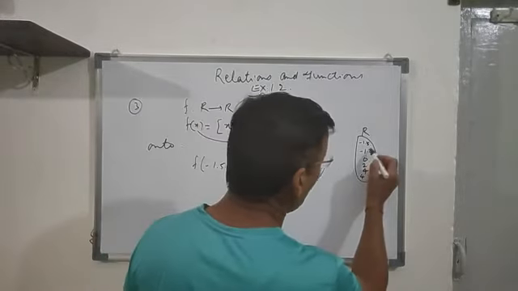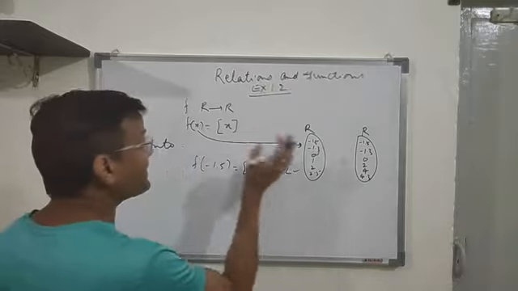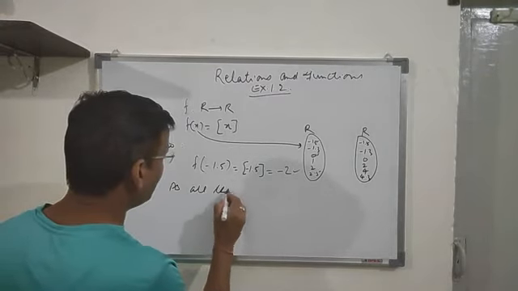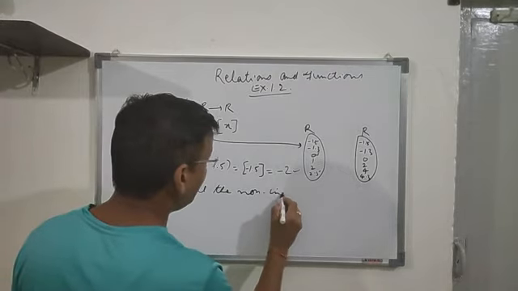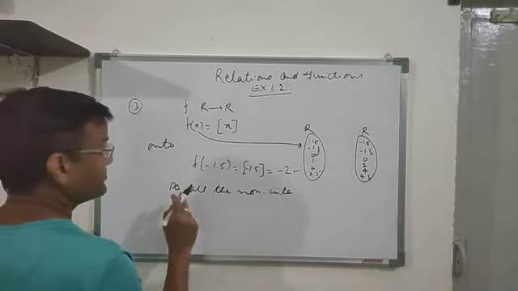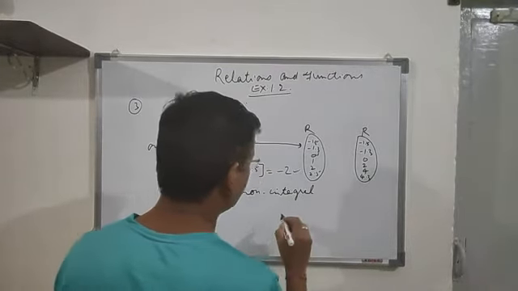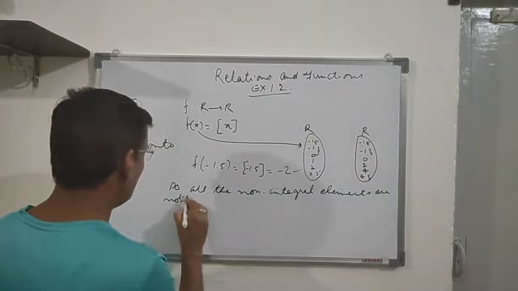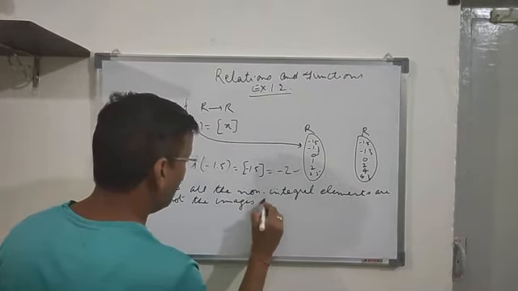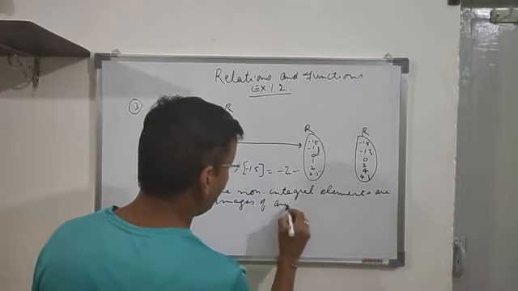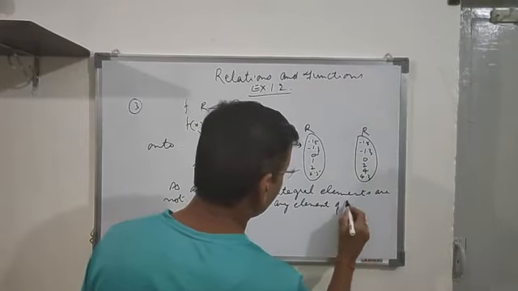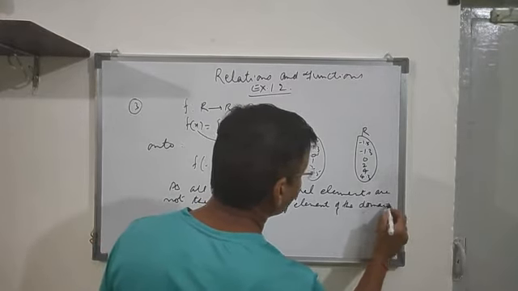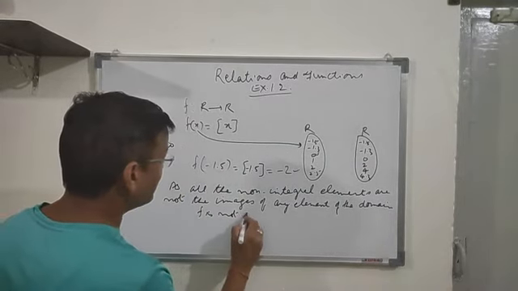So that means all the non-integral values are unassociated. That means we can write the reason that the function is not onto: all the non-integral elements are not the images of any element of the domain. Therefore, f is not onto.